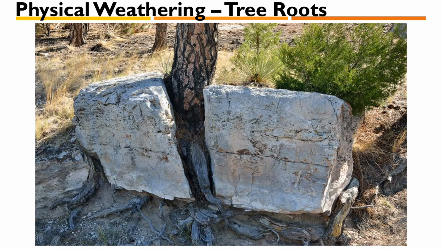A very common example of physical weathering can be found in nature. Trees and their roots are actually very strong, and you can see in this image how the tree and its roots have literally cut this rock into half. That's physical weathering. The rock has been broken down into smaller pieces.